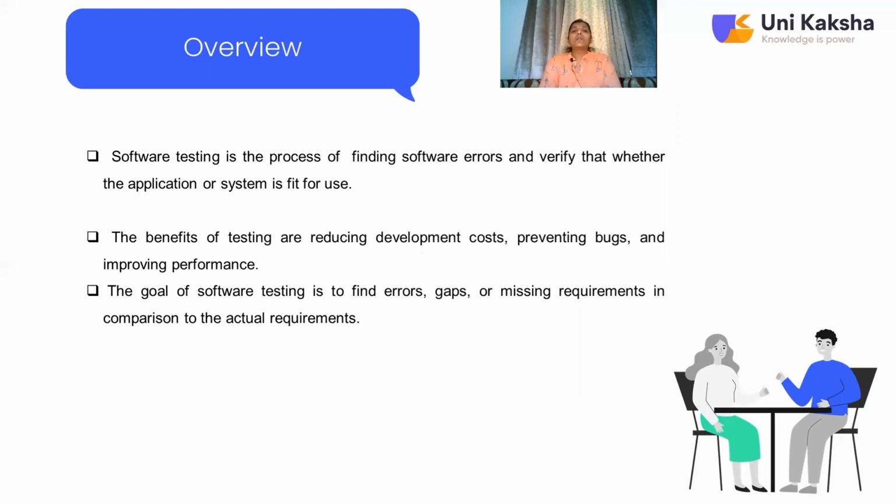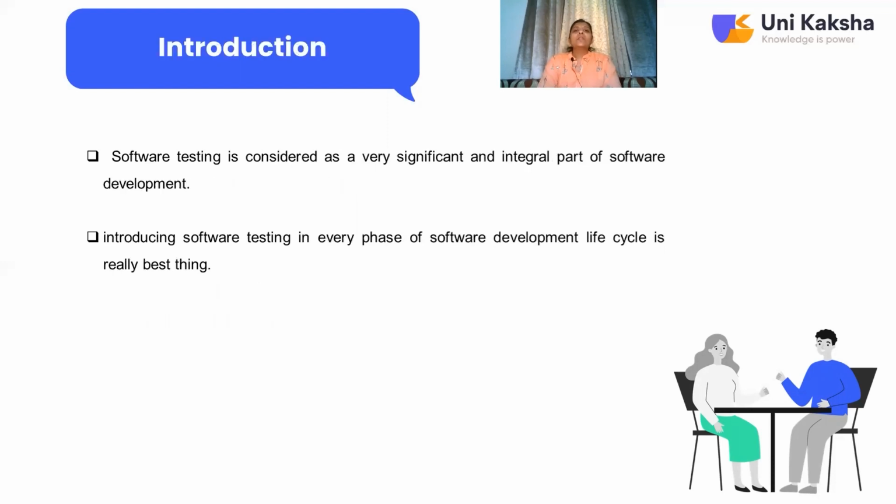The main goal of software testing is to find out the errors, gaps, or missing requirements in the software development, and it is going to ensure that your developed software is meeting the actual requirements. So this is all about the software testing fundamentals. Now, this software testing, as I told you, is considered a very significant and important part of software development. And software testing is involved in every phase of the software development life cycle, because it is always better to find out the errors at an earlier stage, as you can fix them easily.